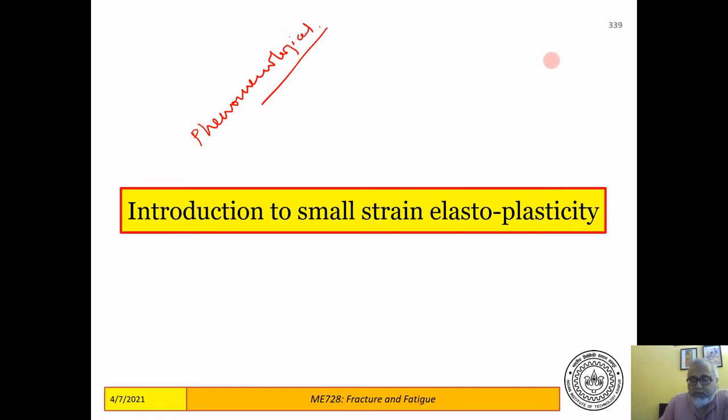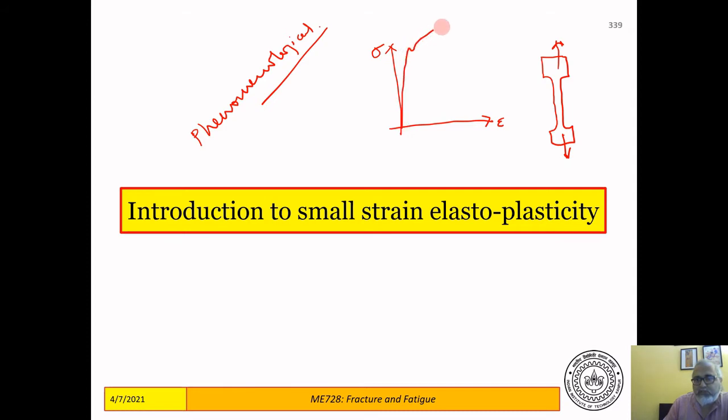Many of you would have done a uniaxial stress strain test. So you take a dog bone specimen and put it in a UTM and pull it with forces, and you obtain a stress strain curve. Most of you would have done it for steel. So the stress strain curve looks like the straight part, then something like this. If you do it for aluminium, you would get something like this.